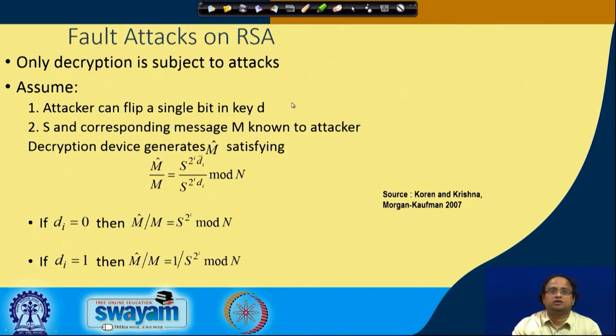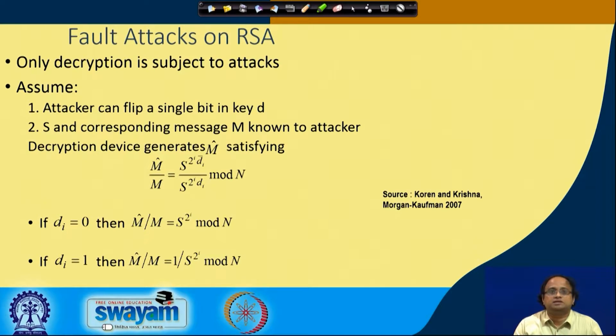So the attacker, of course, like in these kinds of attacks, we have to state something which is called the fault model, which basically states what is the power of the adversary. So here we assume, for example, that the attacker can flip a single bit in key D, okay, and based upon this assumption, what happens is as follows.